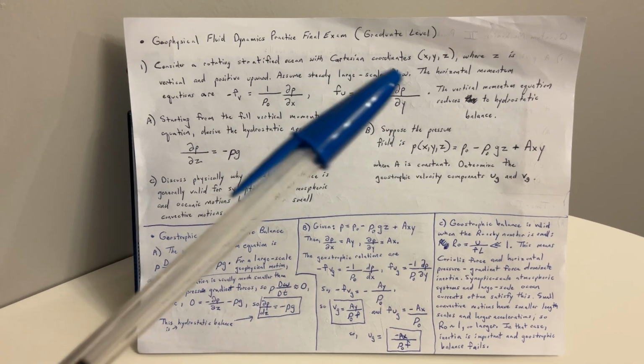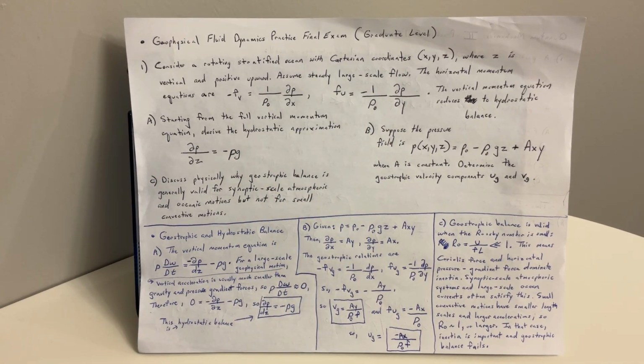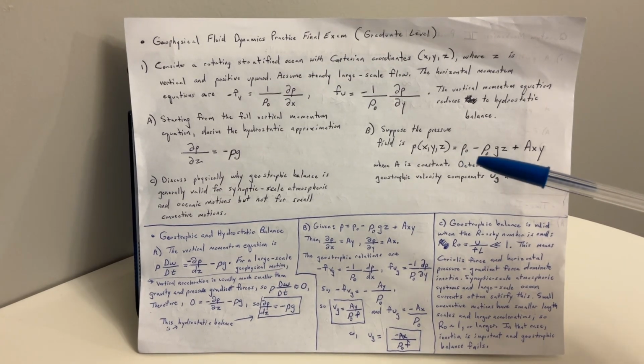For part B, suppose the pressure field is p of x, y, z. And here we have pressure and density.